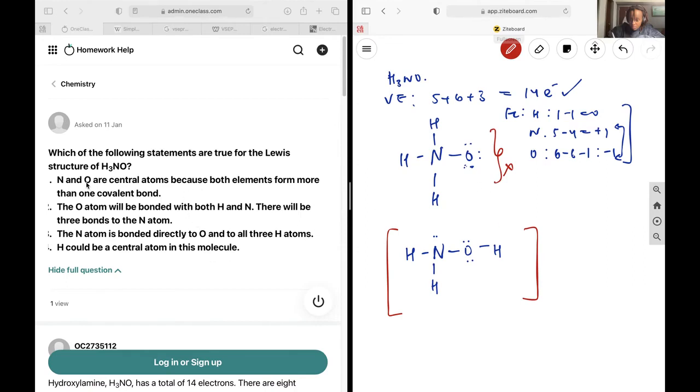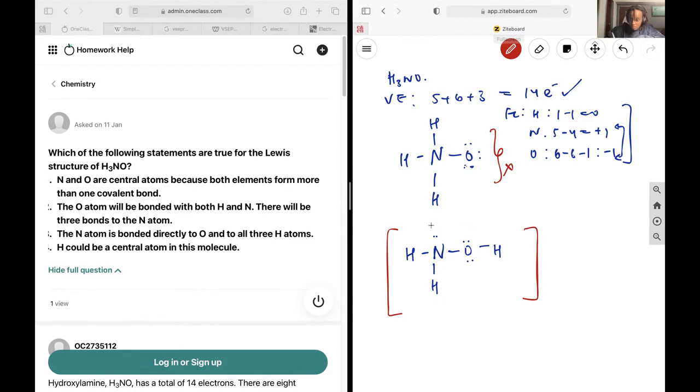And so I know that 1 and 2 are technically correct. If I'm asked for one singular answer, 2 is going to be the best one. The reason why I haven't chosen 1 is because N and O, I didn't choose them as my central atoms because both form more than one covalent bond. I'll typically choose my central atom to be the one that forms the most covalent bonds.